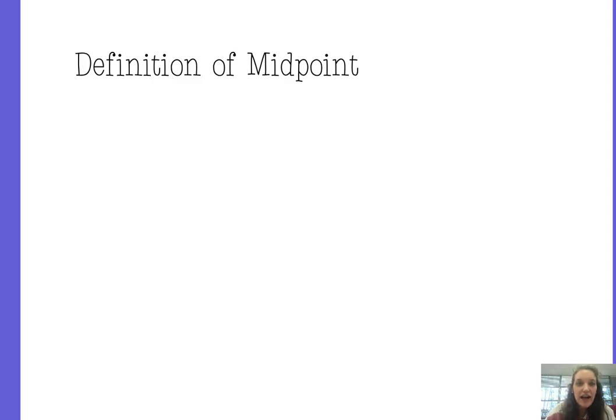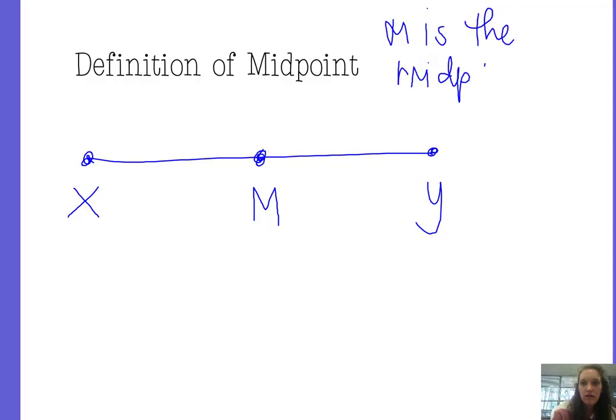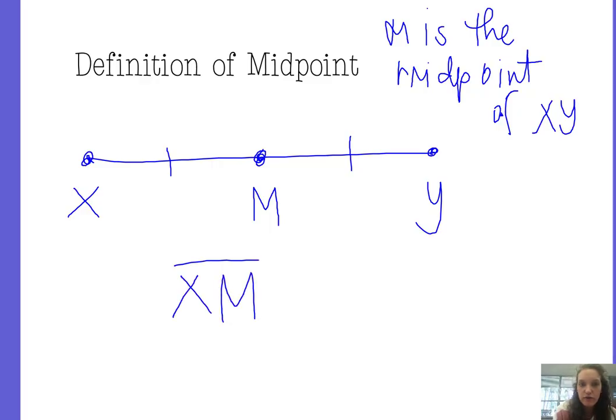Next, we're going to talk about how to use the definition of a midpoint in a proof. So if I told you that M is the midpoint of XY, well, if we know M is the midpoint of XY, that means that it's dividing that segment equally into two congruent parts, into two congruent segments.